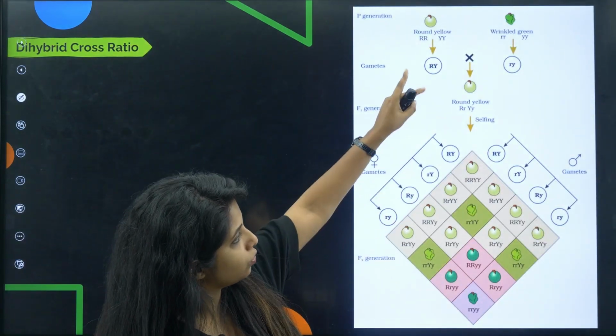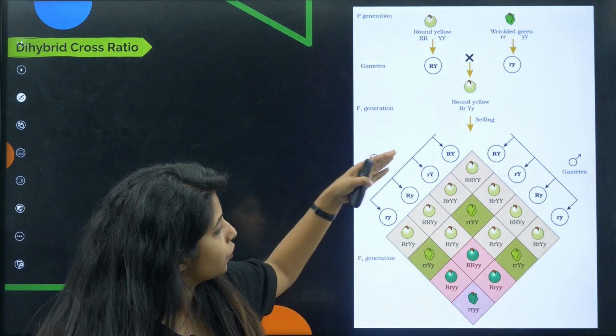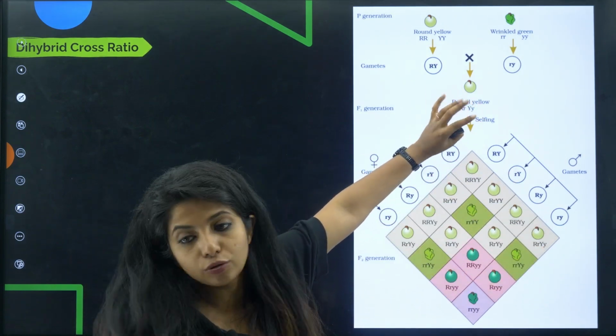This is something new for us. You saw the Punnett square. I already made it for you. If you do not remember, you can think like this also. This is a more clear version of it.